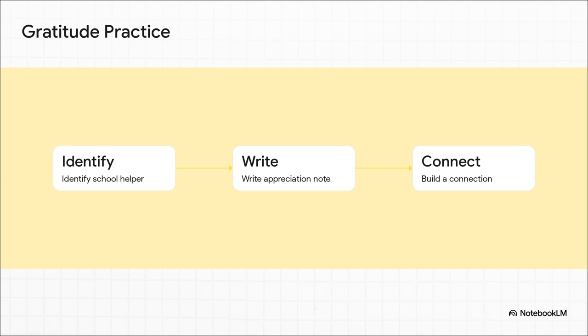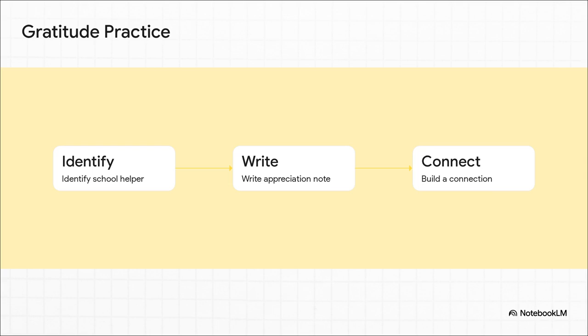So the crucial point is, how do we actually synthesize these two expanding circles together? Like, what's the mechanism that activates this whole network? Well, it's done through practice, specifically a structured 3-step creative activity. Step 1, identify the helper. Just name the person who helps you learn or stay safe. Step 2, write an appreciation note to them. Step 3, build a connection.